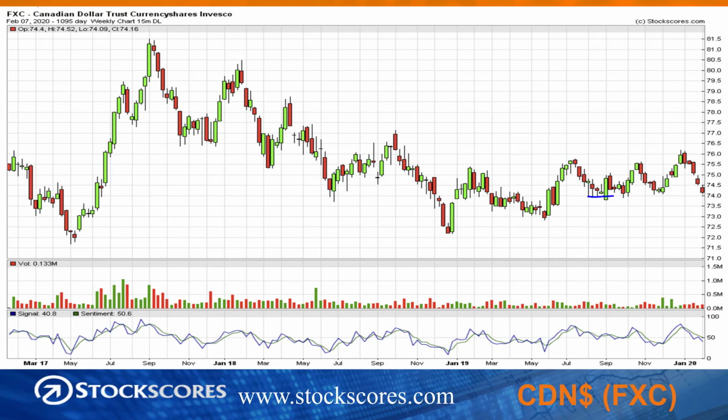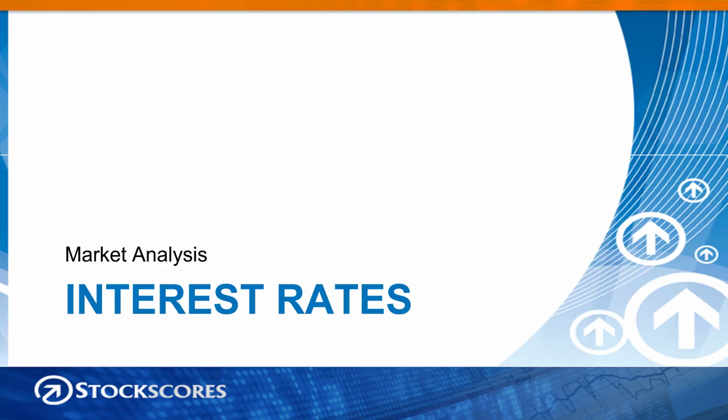We are at a point of support where the Canadian dollar should bounce, and if it does bounce, it'll probably work its way back up to the upper part of the range. But essentially we're in this sideways boring trading range, and until we can break out of that, I think the Canadian dollar is just destined for that sideways trading action.